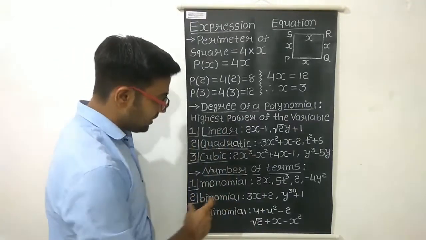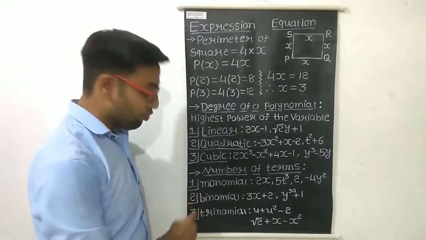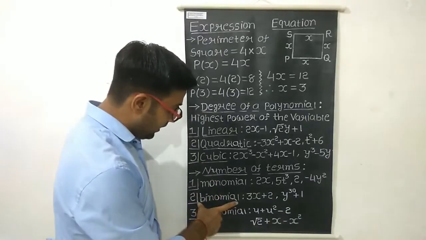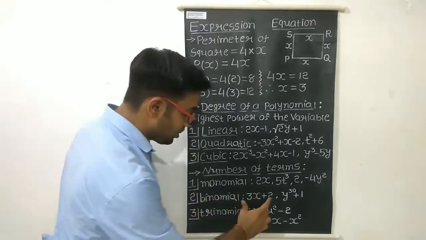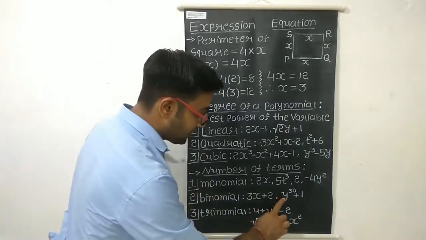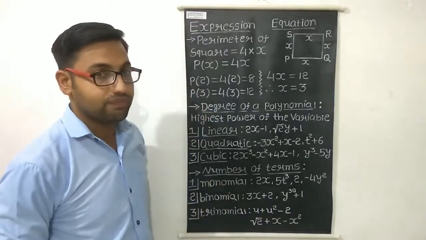Right? Second type is binomial. Binomial means 2. If there are 2 terms in the polynomial, we can call it a binomial. So 3x plus 2, there are 2 terms, it is a binomial. y raised to power 30 plus 1, again there are 2 terms, it is a binomial.